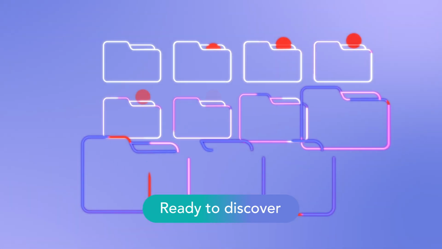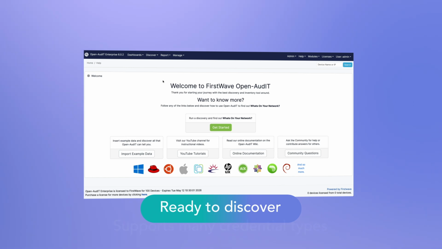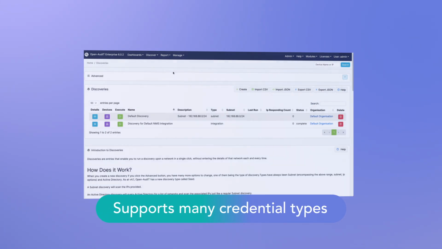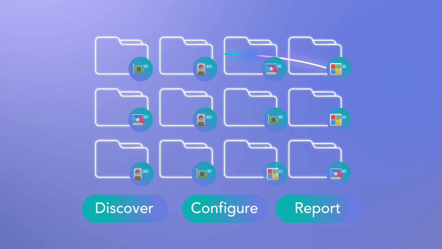To start discovering, simply enter your device credentials. Open-AudIT can handle a huge variety of credential types. From there, you can start discovering, configuring, and reporting on devices to manage your entire network.